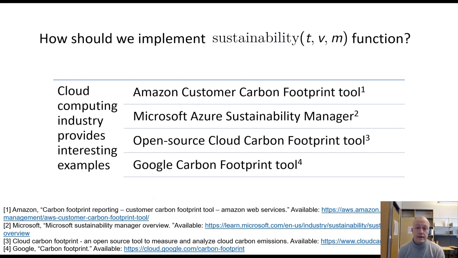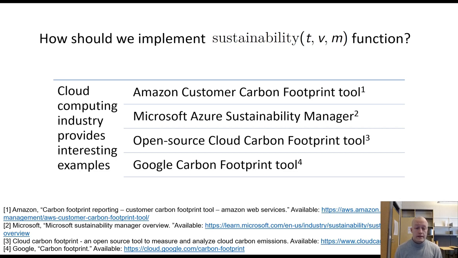So how should we implement this sustainability function? Basically, the cloud computing industry provides interesting examples. For example, Amazon has their customer carbon footprint tool. Microsoft Azure has a sustainability manager. Then there exists an open source cloud carbon footprint tool, and Google has implemented a carbon footprint tool as well. So I think all of these could be used as a basis for this sustainability function.